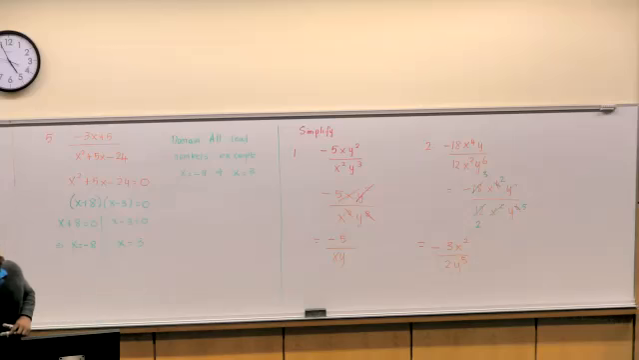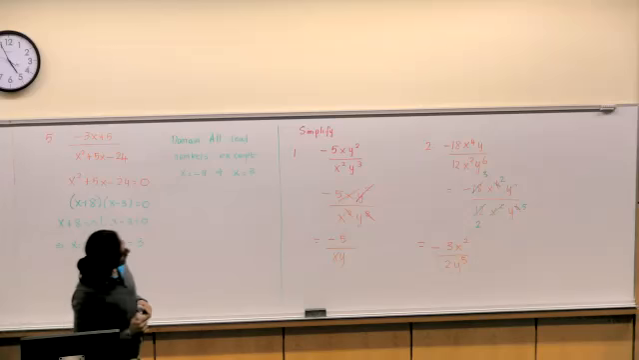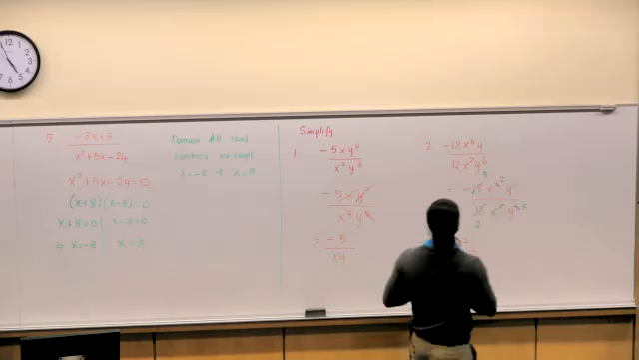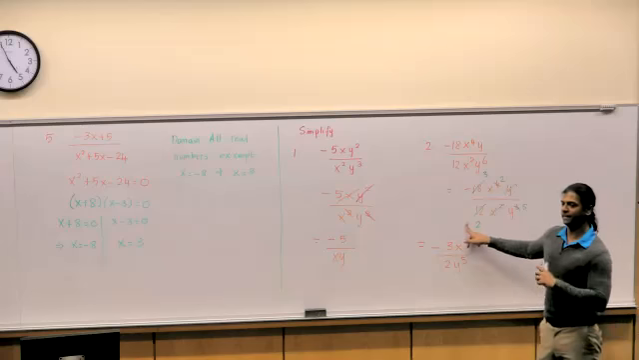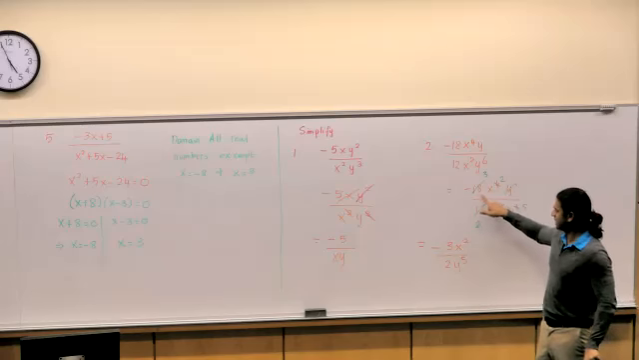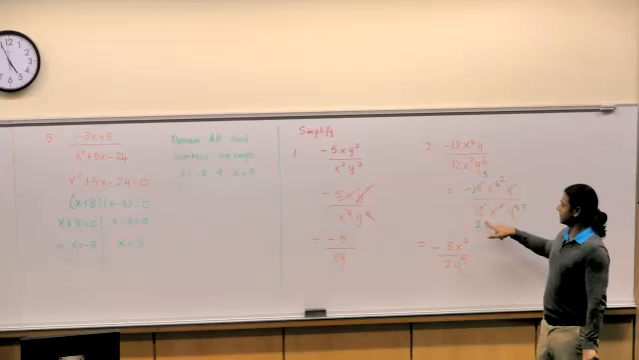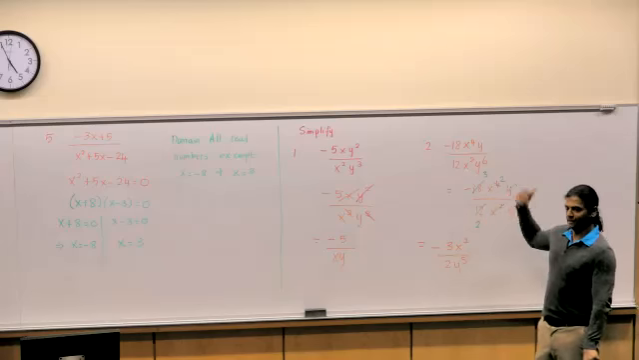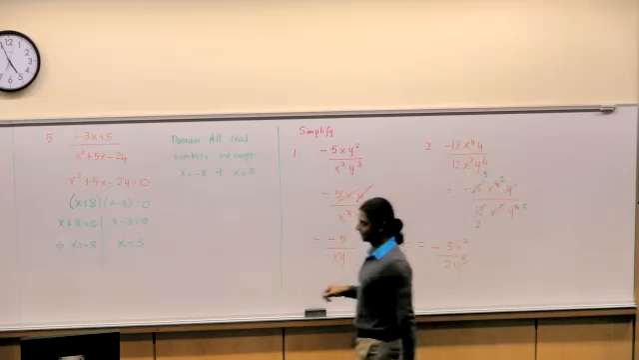Do you not have to put a 6 on the outside, like the 6 that you took out? The 6 gets cancelled, right? 6 times 3 in the numerator, 6 times 2 in the denominator. So it just cancels. Cancel 6 over 6.